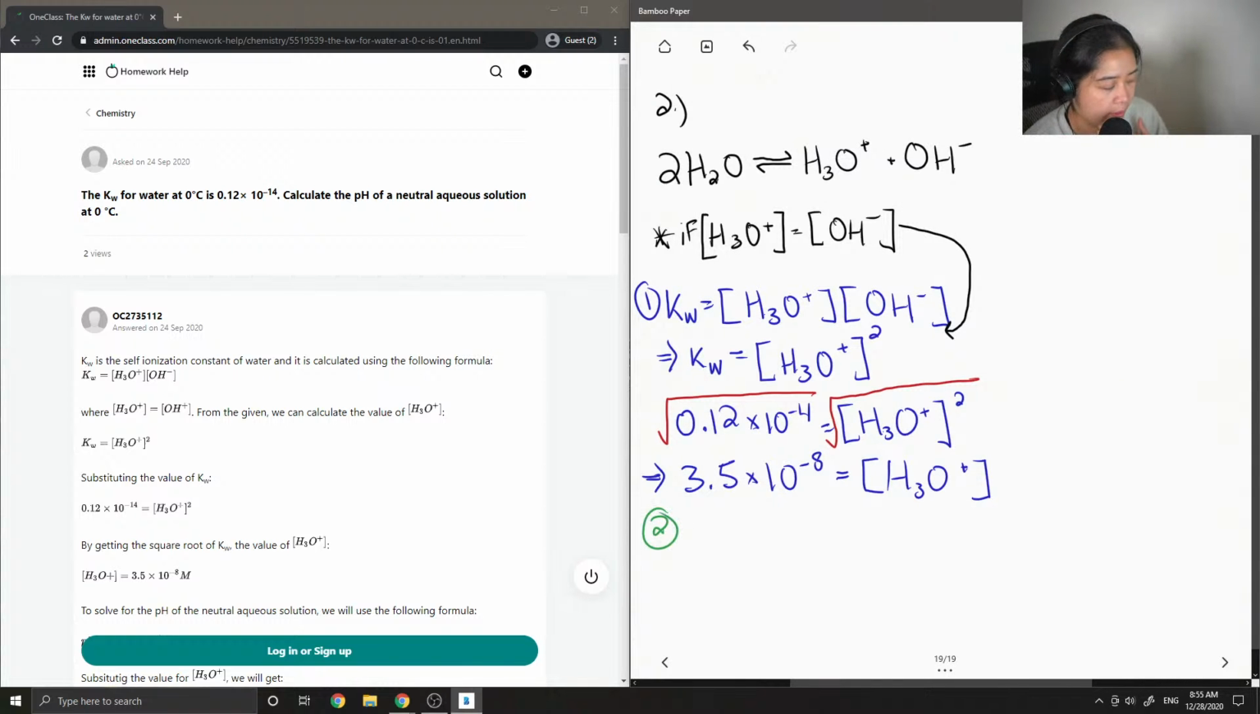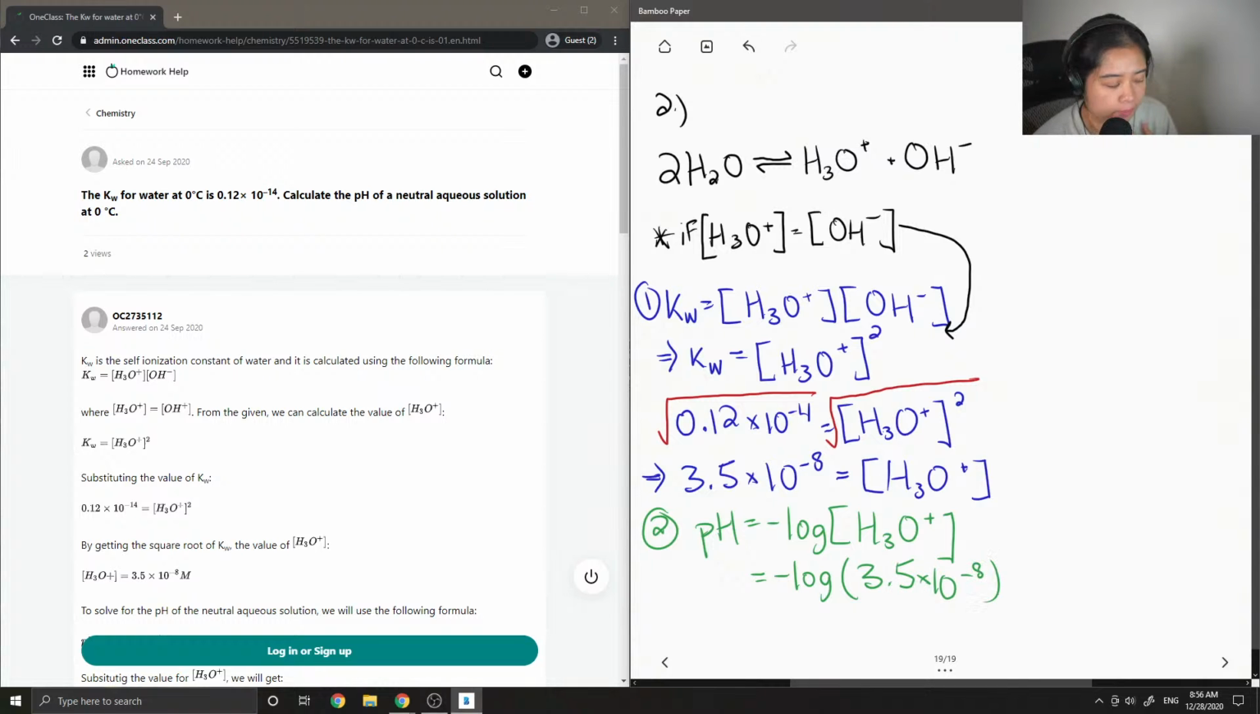The second part is to calculate the pH. The equation for finding pH is equal to negative log of the concentration of H3O+. Since we already found this in the previous step, all we need to do is plug it in. So negative log of 3.5 times 10 to the negative 8, which gives us a pH value of 7.46.